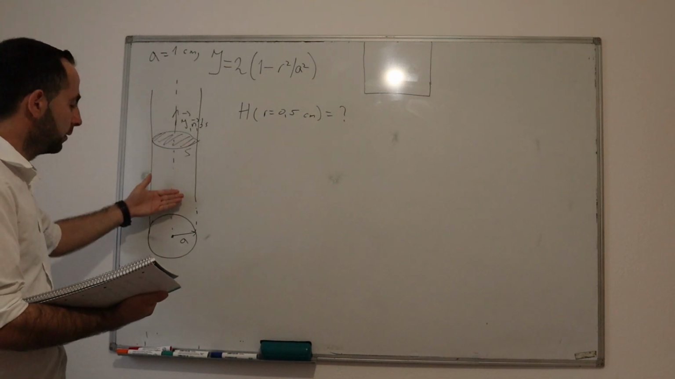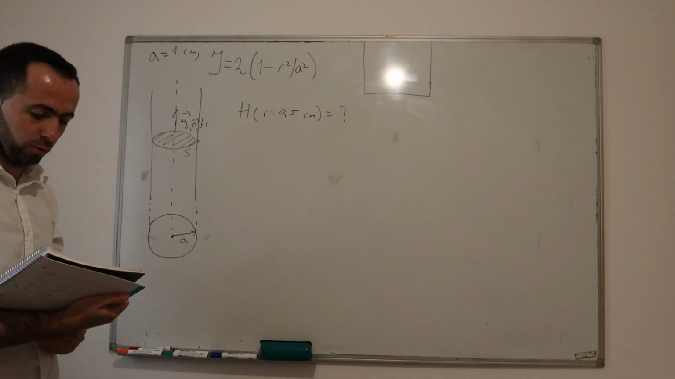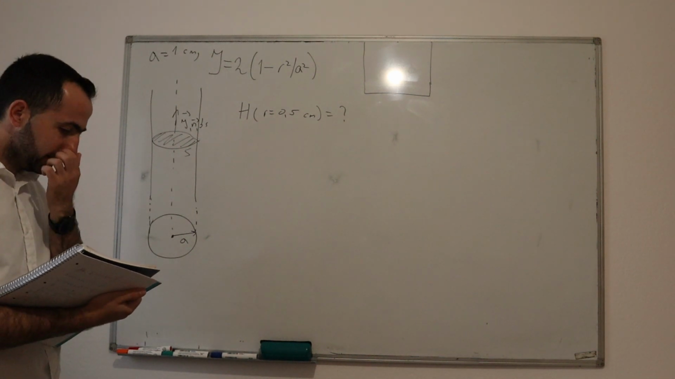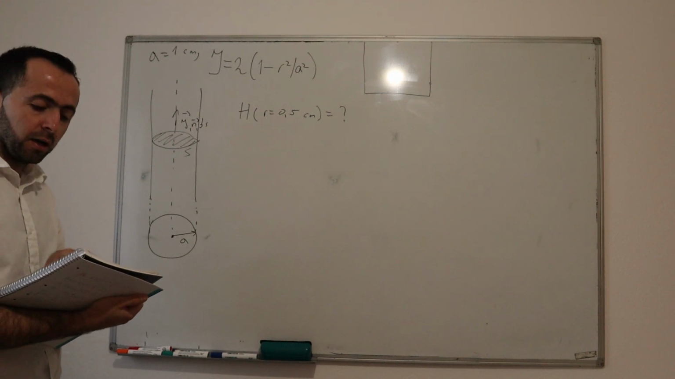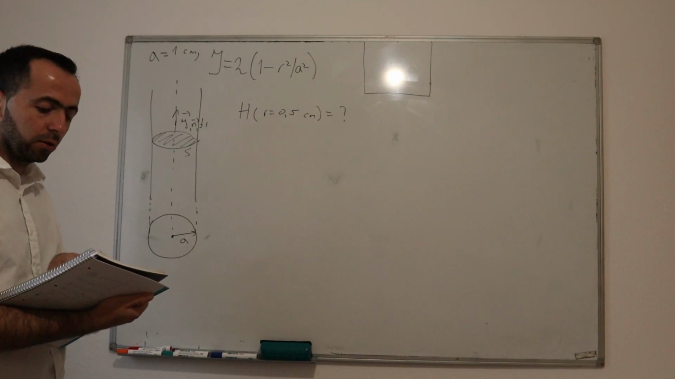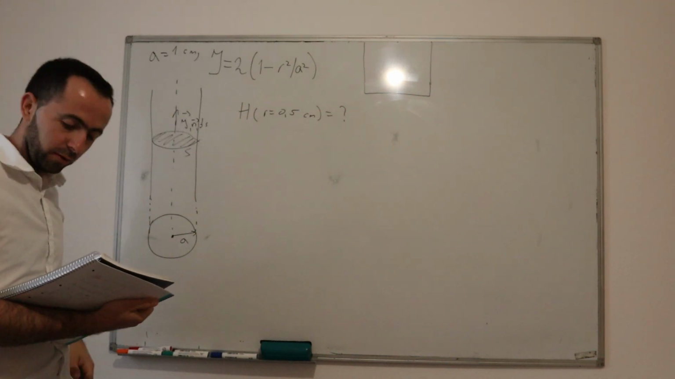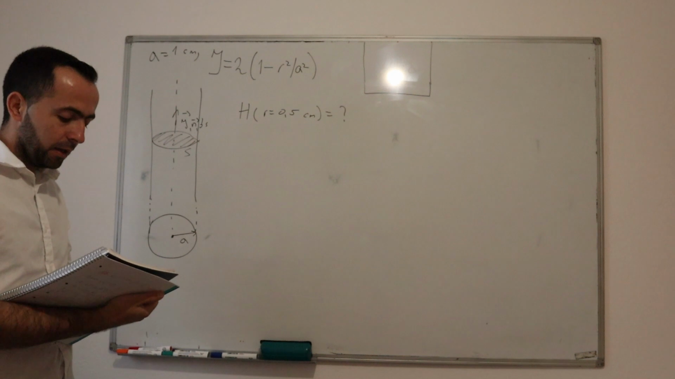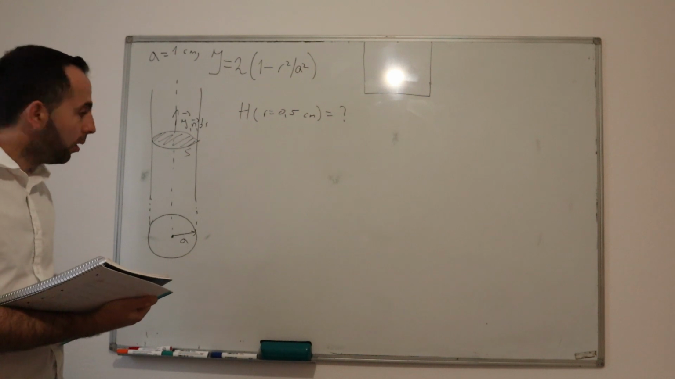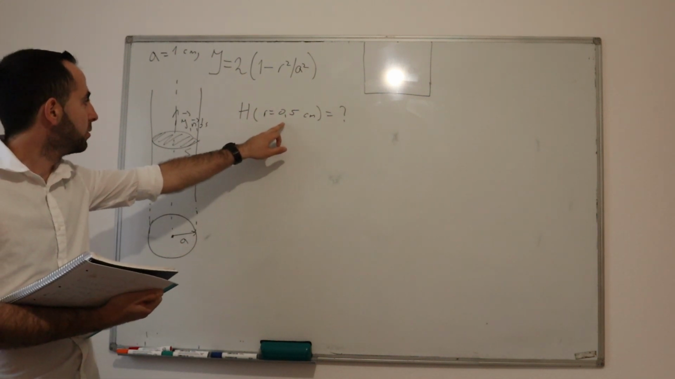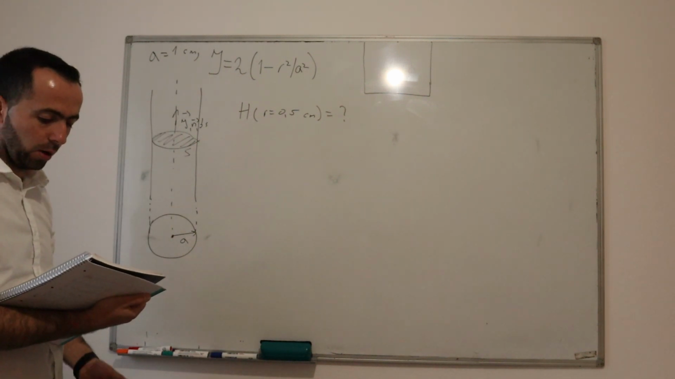Our next task says that an infinitely long conductor is given with radius a equals 1 centimeter. So here we have our infinitely long conductor with the radius a equals 1 centimeter. It says the current density changes as a function of distance from the center of the conductor according to the law J = 2 times (1 minus r squared divided by a squared). Calculate the intensity of the magnetic field at a distance r equals 1.5 centimeters from the center of our conductor.